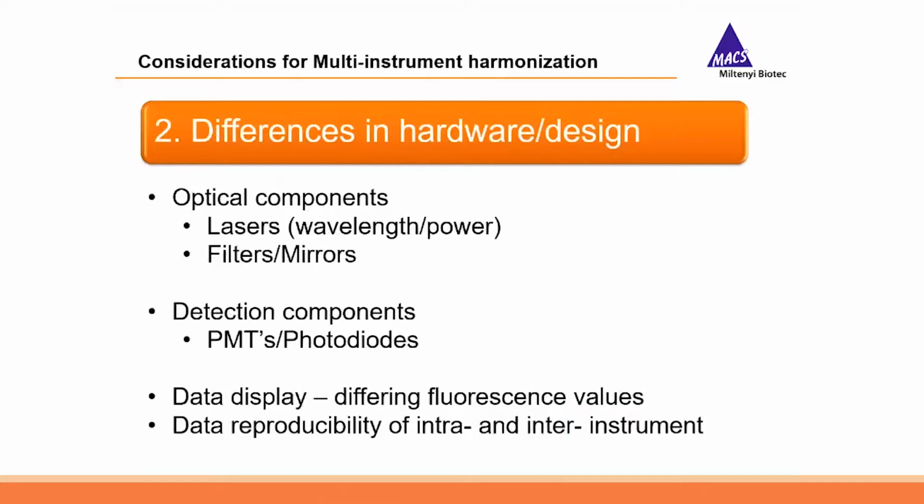The next consideration is around hardware and design. So you have optical components such as the lasers. Are their wavelengths and power the same from device to device? What type of filters and mirrors are used in the optical path as the light is going to each detector? We need to think about what detection components are there in general, whether it be PMTs, photodiodes, or something like an APD. We need to consider our data display. Are there differing fluorescence values coming from one device to another? And then again, in the end, is data reproducibility intra- and inter-instrument possible?